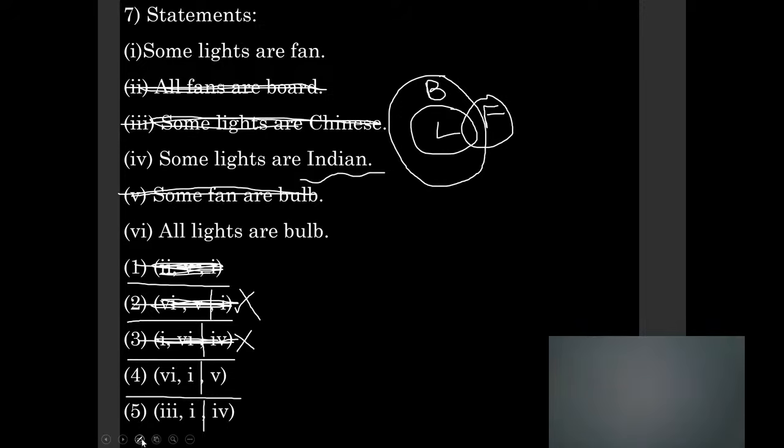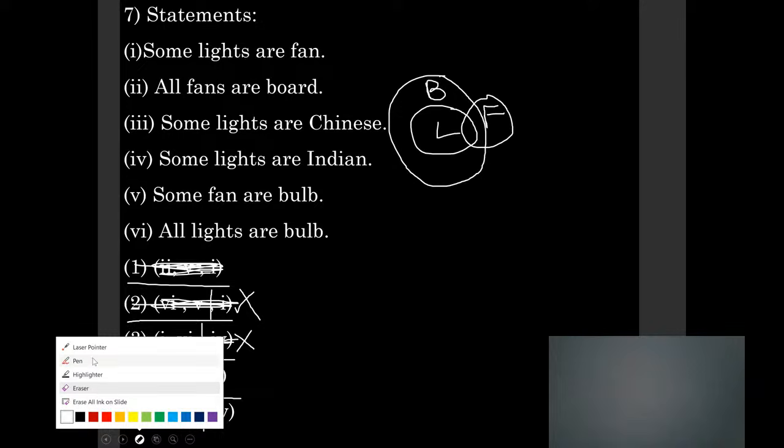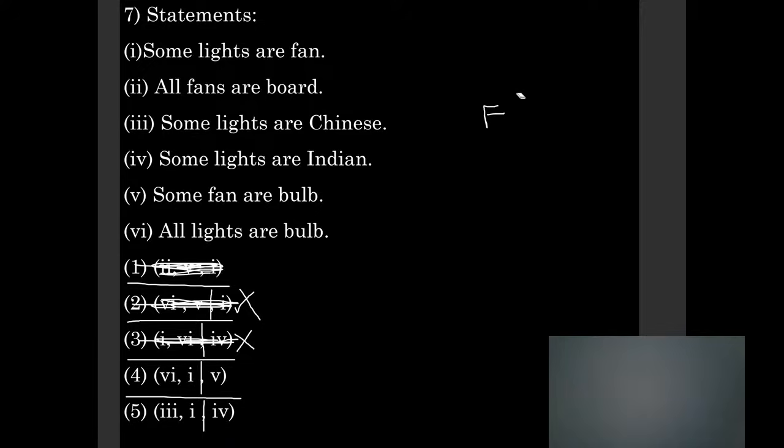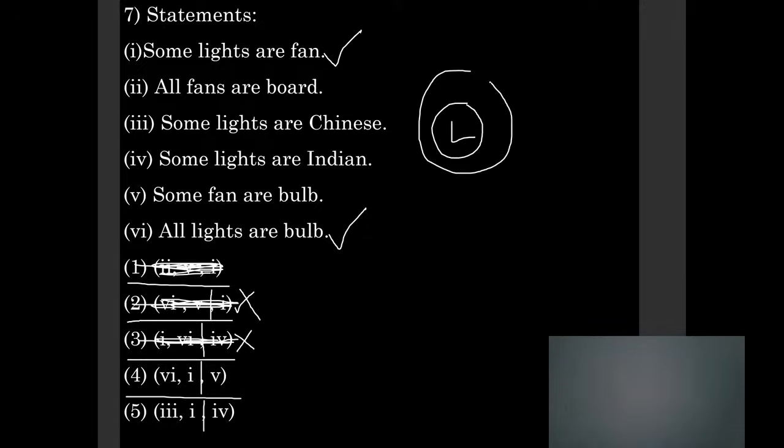So the fourth one says 6, 1, and 5. 6, 1, and 5 means you should consider only 6 and 1 first. You should try to draw the diagram for 6 and 1. So 6 and 1 means the diagram becomes the sixth one. All lights are bulb. Okay, next, the first one, some lights are fan. So this is our diagram.